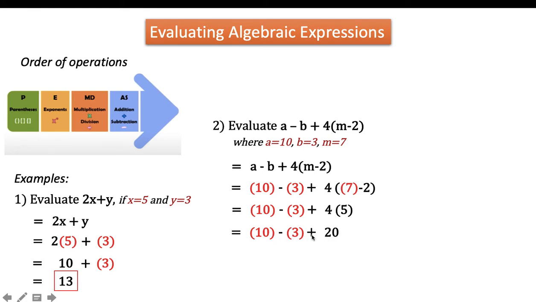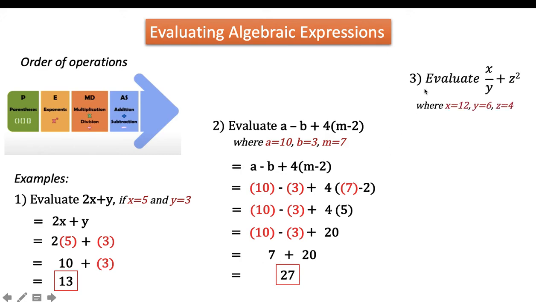Which one are we going to perform first? In here, either of them, but whichever comes first from left to right. Since minus is written first before plus, we will subtract first 10 and 3, and that is 7. Then write down the remaining term, and lastly 7 plus 20, that is 27, and this is our answer.